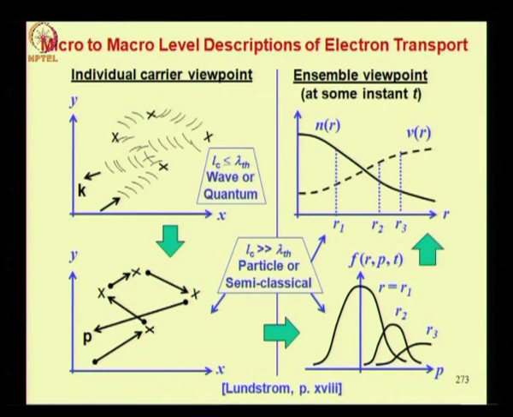Very often this much detailed information about the distribution of electrons over momentum is not required, and therefore you average out that information, and instead you talk about an average carrier concentration as a function of position and time, and average velocity as a function of position and time. So the product of the carrier concentration, velocity and the charge gives you the device current.